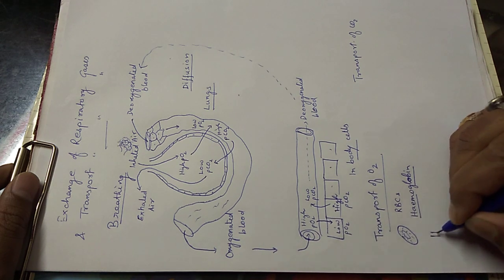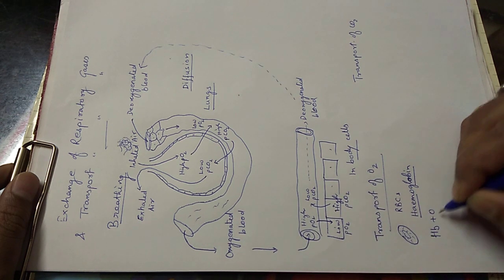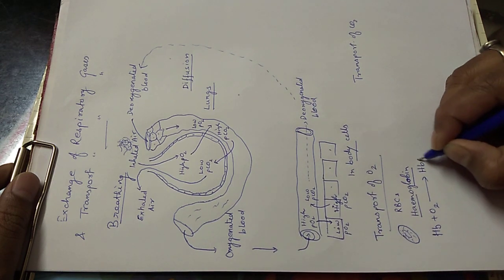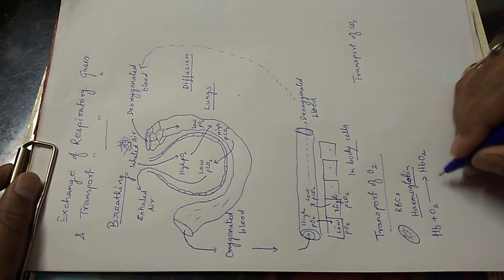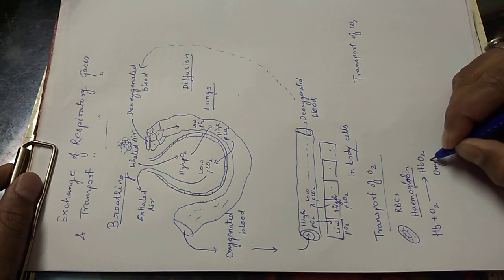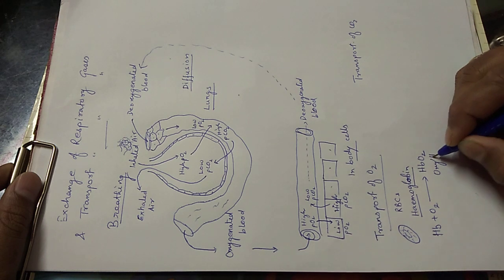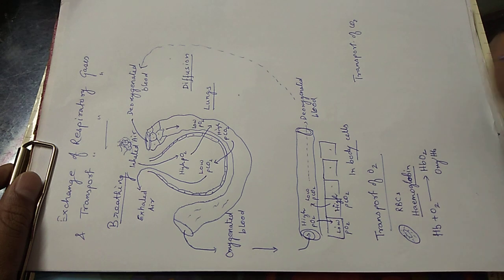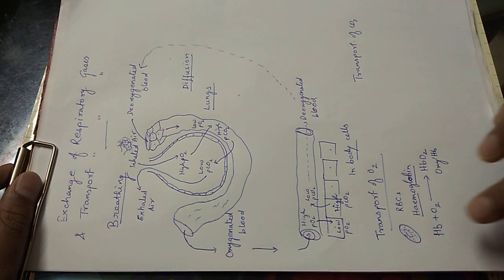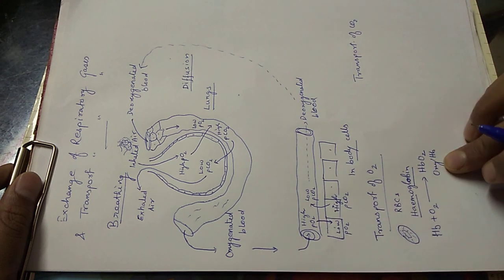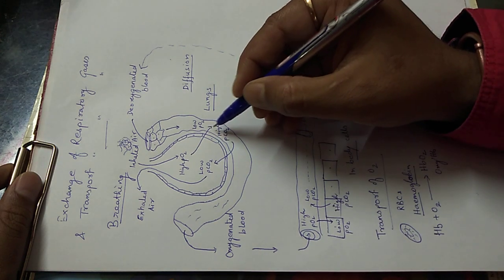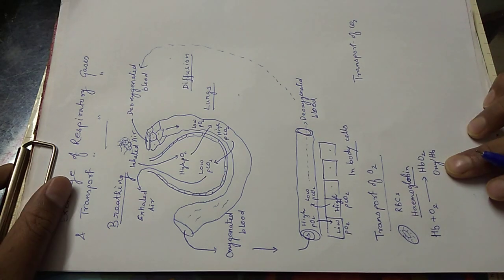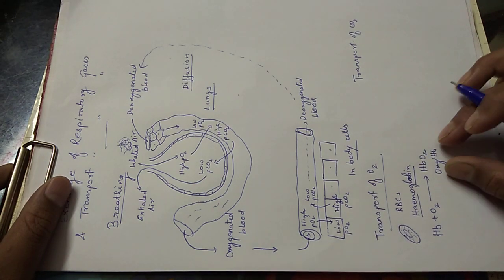So what does hemoglobin do? It has a high affinity for oxygen. So hemoglobin combines with oxygen to form a very unstable compound. I am repeating, unstable compound, which is called oxyhemoglobin. This compound will be formed when there is a high concentration of oxygen. So oxygen will combine with hemoglobin and form oxyhemoglobin, and in the form of oxyhemoglobin the oxygen will get transported. Most of the oxygen is transported in this form.